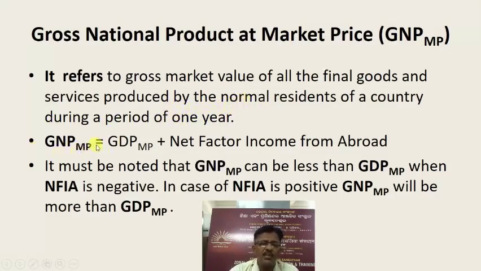So GNP-MP is equal to GDP-MP, because already you have gross domestic product with you, plus net factor income from abroad. You have already read about this in earlier video lessons. If this is added to the domestic concept, you get the national. Please see the video lessons of chapter 2. It must be noted that GNP-MP can be less than GDP-MP when NFIA is negative. In case NFIA is positive, GNP-MP will be more than GDP-MP. This is also given in chapter 2, video lesson 2.